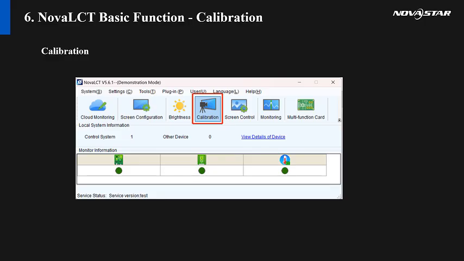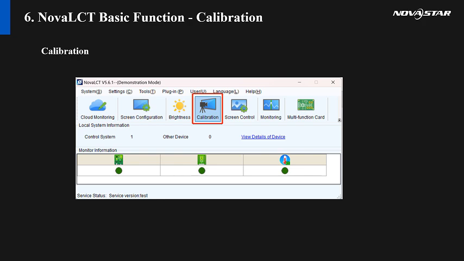Here we can see the calibration switch. We have three modes, and so far we have four calibration modes: brightness, chromaticity, full grayscale calibration, and the low grayscale calibration can be turned on and off.